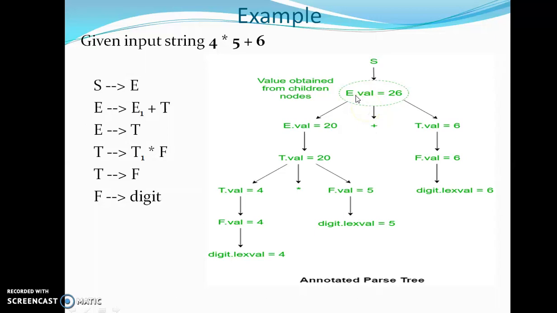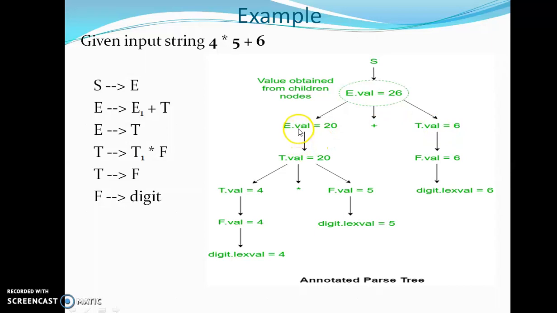From this E, again productions are given: E1 plus T, and E gives T. Two production values are given; we have to choose any one. We can choose the first because we want plus here. So we use the first production of E, that is E gives E plus T, so E.val plus T.val.